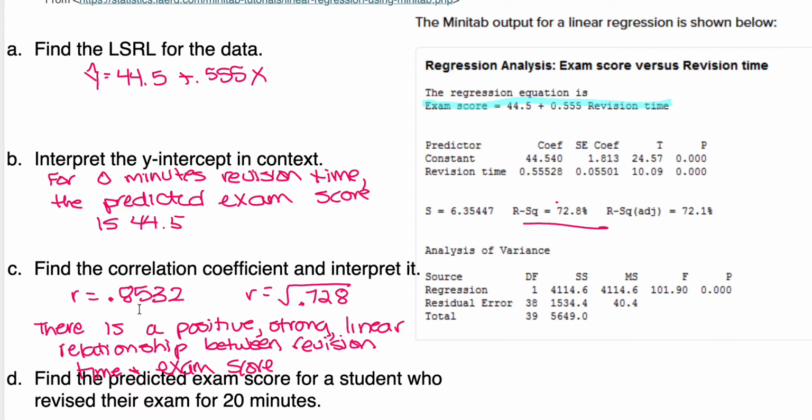Why is it a strong relationship? Because take a look at r squared right here. R squared is 72.8, which is already strong enough. We don't want to pay attention to the r value. We just want to see if r squared is close enough to 1 to make the conclusion of whether it is a strong relationship or not. And in this case, it is. So we will just say a strong relationship.